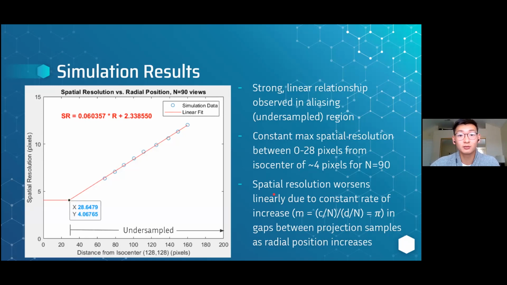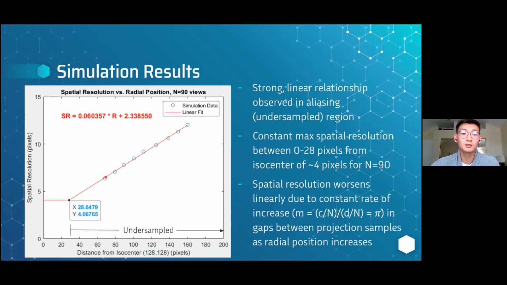And here are our simulation results. We generated the overall function between spatial resolution and radial position. We have two segments here. On the left side, we have a constant section. This denotes the safe zone in which we have adequate sampling. In the safe zone, we have a maximal spatial resolution that's calculated to be around 4 pixels. And then anything beyond that safe zone is going to be undersampled, and this occurs starting from 29 pixels away from the isocenter.